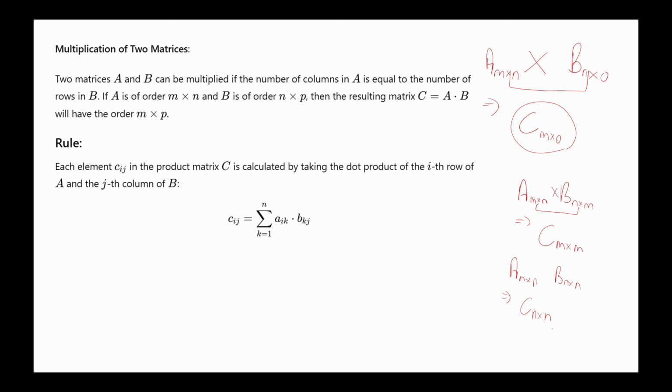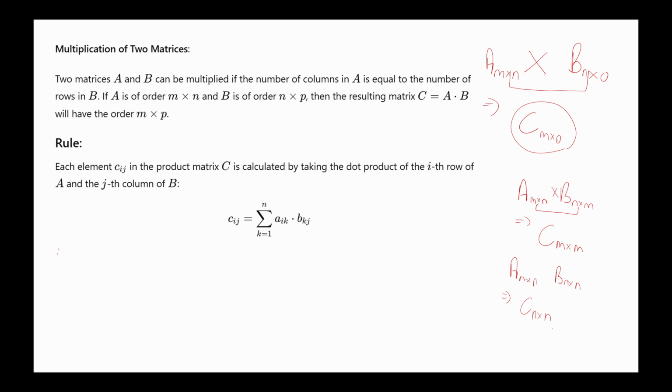It is not necessary that the order must be the same. Yes, the order can be the same. However, there is one more criterion: if the number of columns of the first matrix is equal to the number of rows in the second matrix, then I can multiply both these matrices. However, the vice versa does not happen.